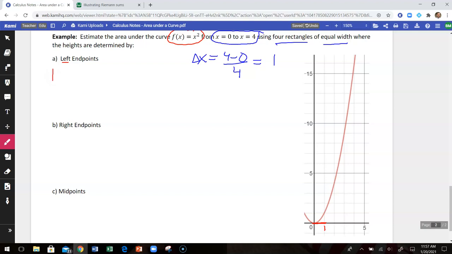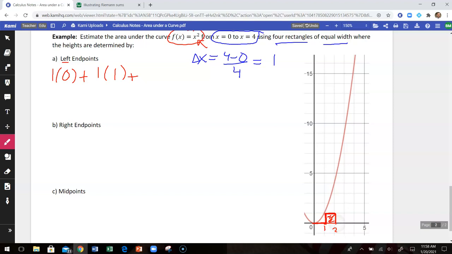So my first rectangle would have a width of 1 and a height of 0. And I'm going to add to that the area of that rectangle, right? That's width times height. My next rectangle would go from 1 to 2, and if I'm using left endpoints, then I'm going to use my endpoint at 1 to determine the height of that rectangle. So I'm going to have this rectangle right here. Again, using the left endpoint, from 1 to 2, use the 1 to determine the height. So the width is 1, and the height is 1 because this function, when evaluated at 1, is 1.